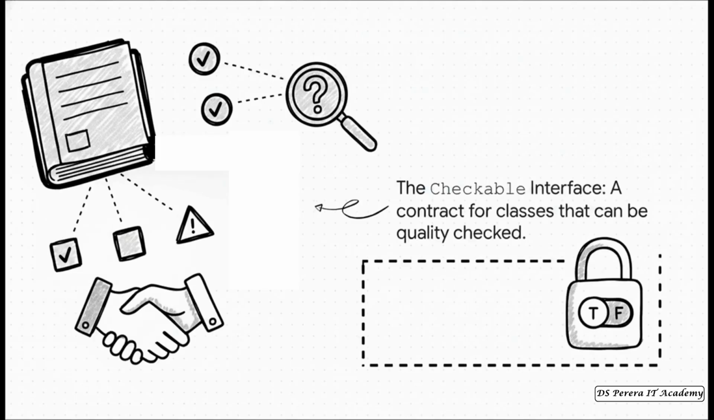And here it is, public interface checkable. So an interface isn't a class, it's a contract. It's a set of rules. It just declares methods. It doesn't provide the code for them. This interface basically says, look, any class out there that wants to be considered checkable absolutely must provide a public method called getQuality that returns a Boolean. It's a promise that a certain capability exists.